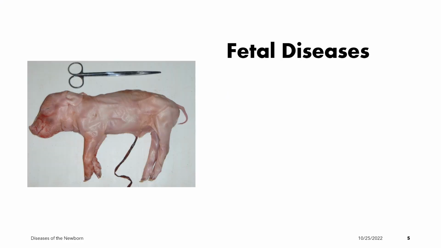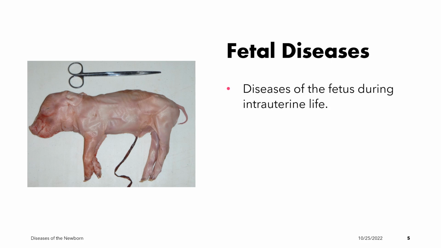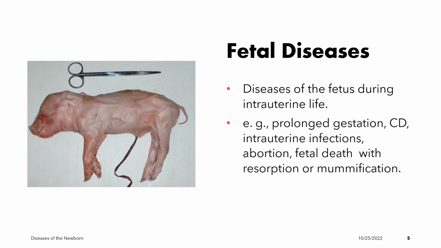So how do we define fetal diseases? When we say fetal diseases, these are the diseases of the fetus during the intrauterine life, or when the fetus is in the uterus. So these are examples of the fetal diseases of the newborn animals. We have the prolonged gestation, congenital defect, intrauterine infections, abortion, fetal death with resorption or mummification.